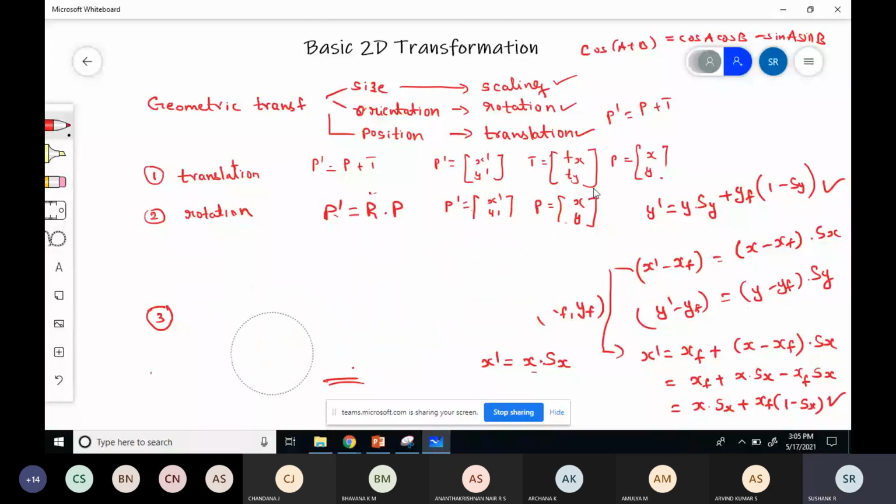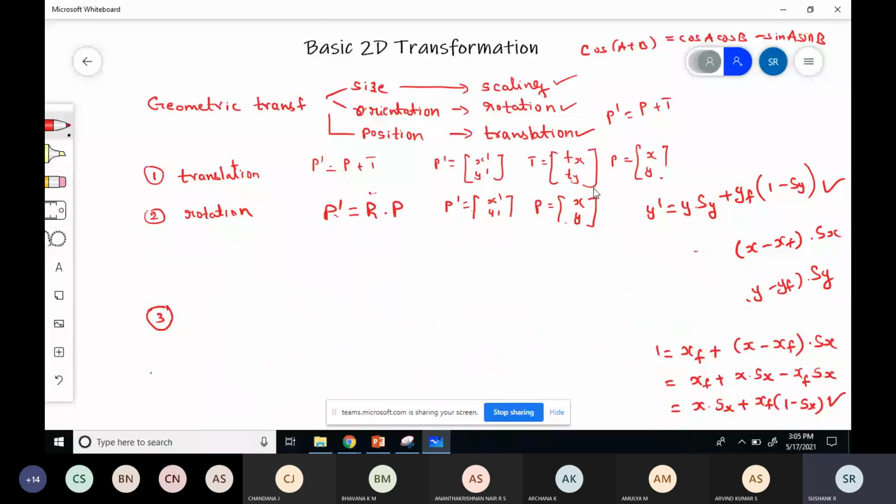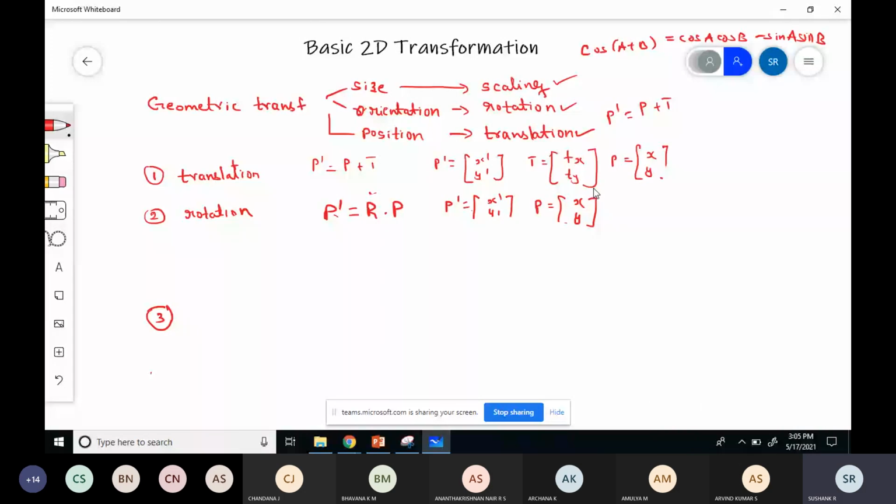So these are some of the points related to the basic 2D transformation. Is this clear? The basic transformations? Yes or no? Yes, sir. Okay.